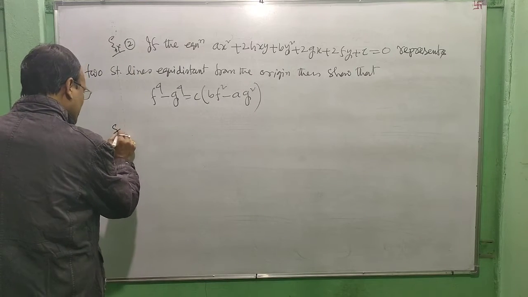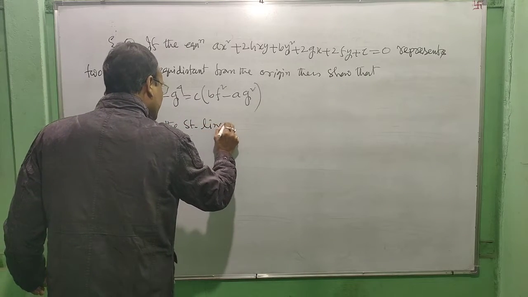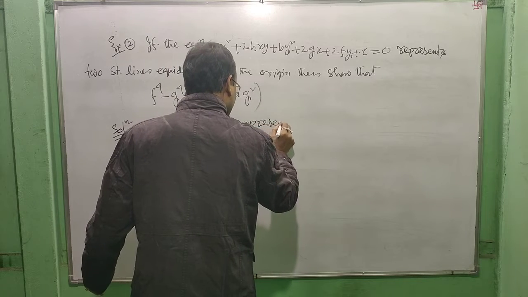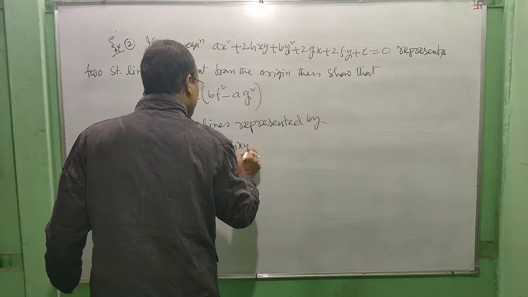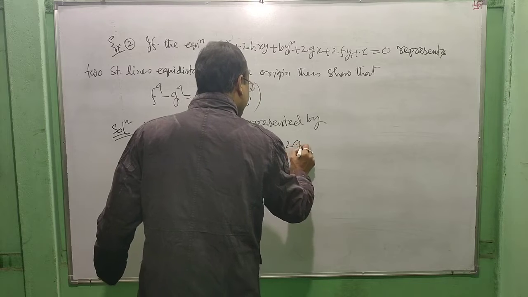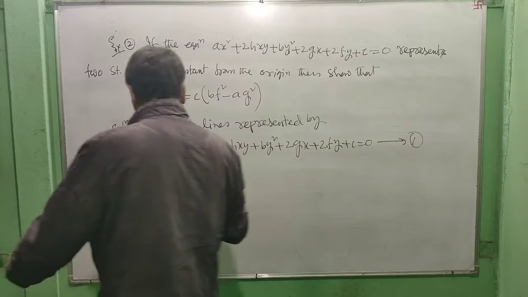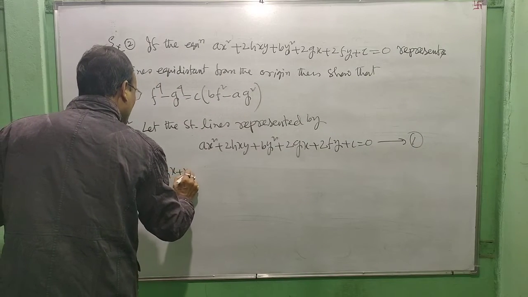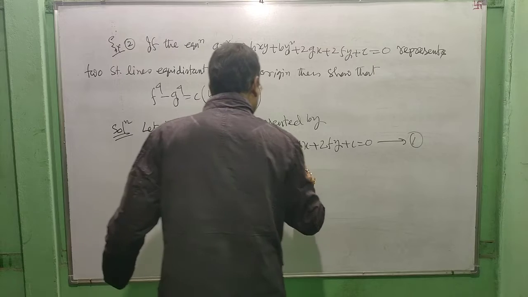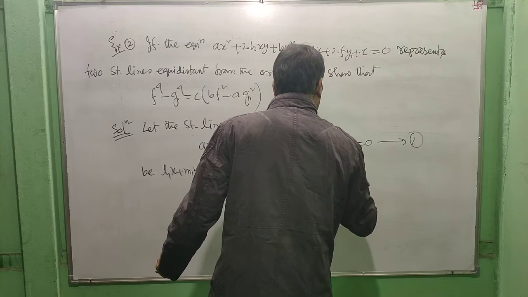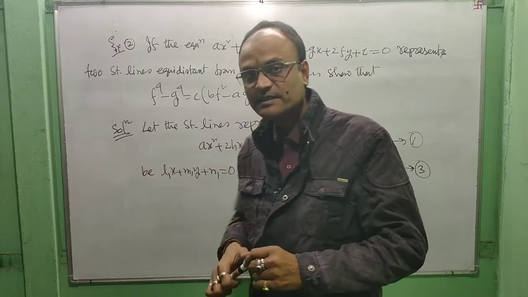Just as in the previous problem, let the straight lines represented by ax square plus twice hxy plus by square plus twice gx plus twice fy plus c equal to 0, call this number 1, be L1x plus M1y plus N1 equal to 0, suppose this is number 2, and L2x plus M2y plus N2 equal to 0. Suppose this is number 3.